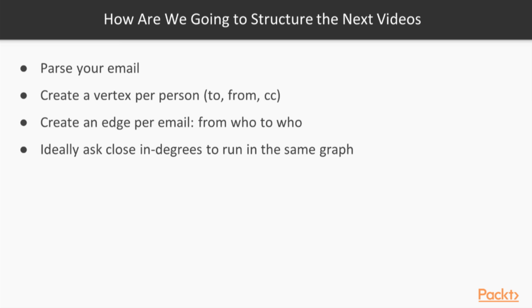Now, the way that we're going to structure the next couple videos is in the next video, we're going to focus on parsing your email, going into your email and getting the information out in terms of from who to whom, who is on the CC, and in the graph, we're going to create a vertex per person. Then, when we have that person, we're going to create an edge per email or update the weight, indicating to whom the email was sent, as well as who the CC group was. And if you want to extend a little bit beyond the exercise, feel free to ask other friends in your network or people that you communicate with on a regular basis to run this as well and detect it in their environment.